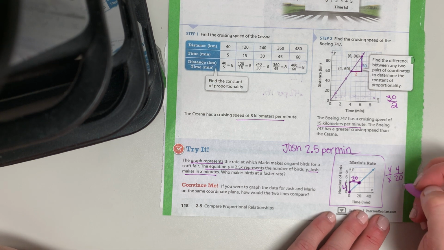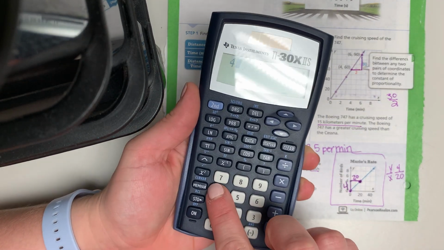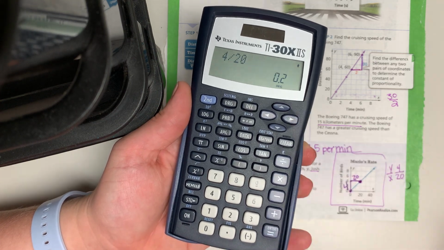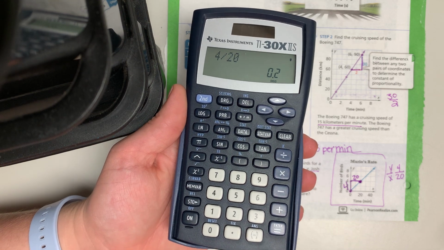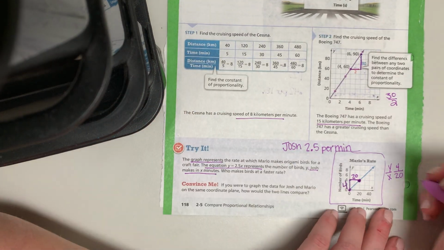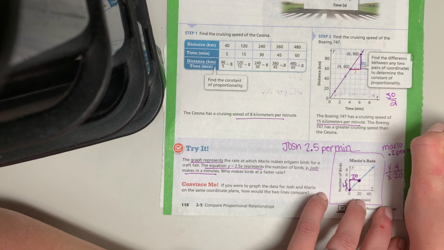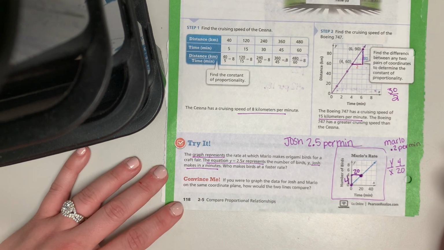And we can break that down to a unit rate to see how many origami birds Marlo makes per minute. So 4 divided by 20. So Marlo doesn't even make 1 entire bird in a minute. He only makes 2/10. So Marlo's rate is 0.2 per minute. You always want to make sure that you're breaking things down into the same increment.